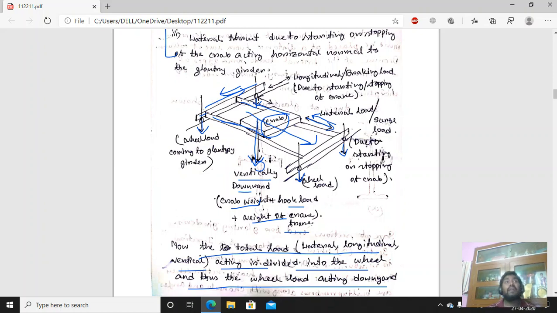What is the impact effect? Because the crab or the crane is a moving member, it can suddenly stop, or it can suddenly start. Due to that we get an impact load, that is a suddenly applied load. I think you all know what an impact load is. That is a load that is suddenly applied. So due to this suddenly applied load, an impact load has to be considered.